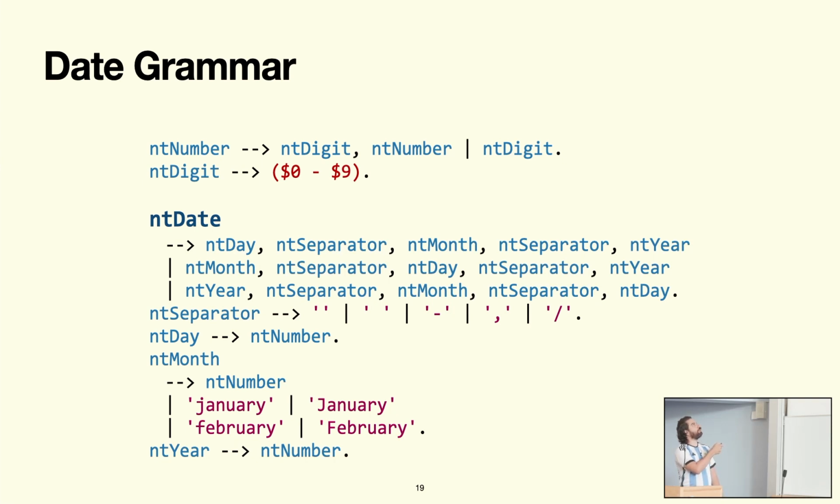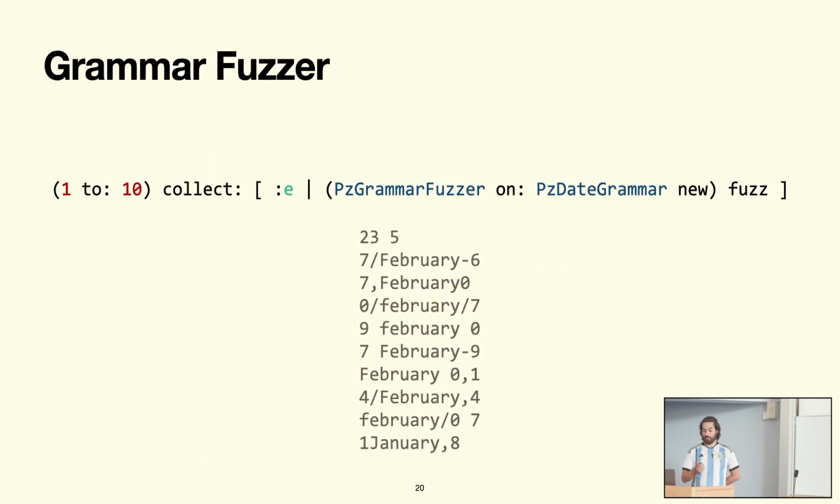Okay. And then what is a date? A date is a day, followed by a separator, followed by a month, followed by a separator, followed by a year, and so on. And we can follow the rules. So this is a little DSL to write grammars, and then we can actually use this to generate stuff. We can generate strings from this. So we can rewrite our date fuzzer as a grammar fuzzer using our grammar, and now we can write any grammar and try to generate any kind of input. And this will do the same thing that we wanted before.